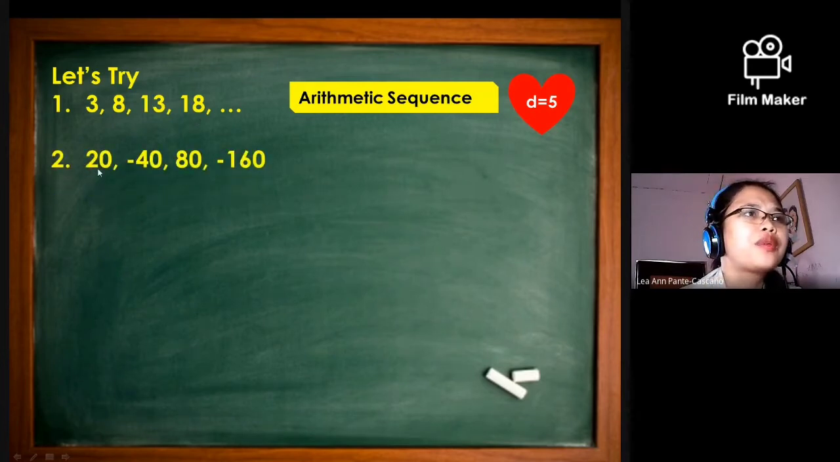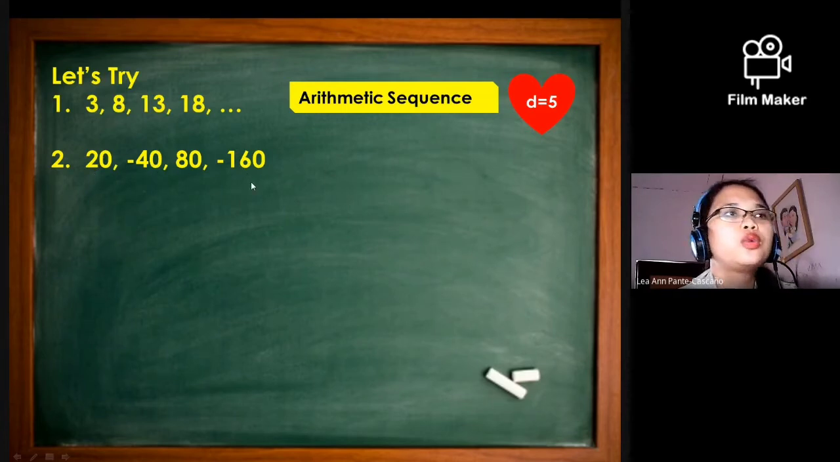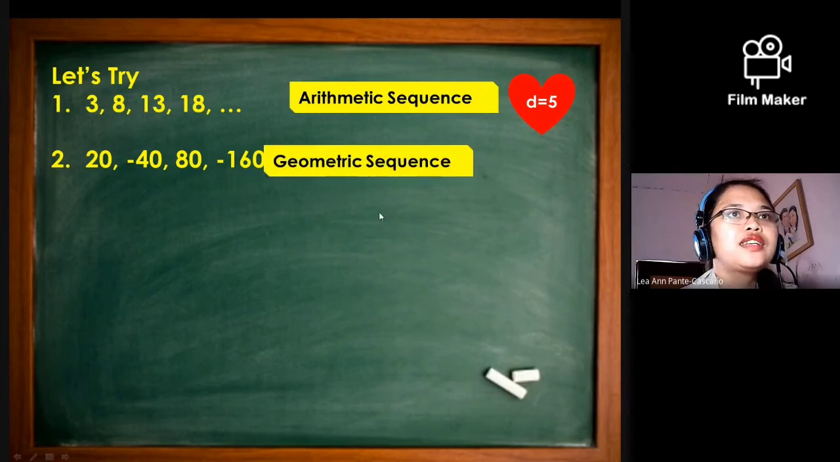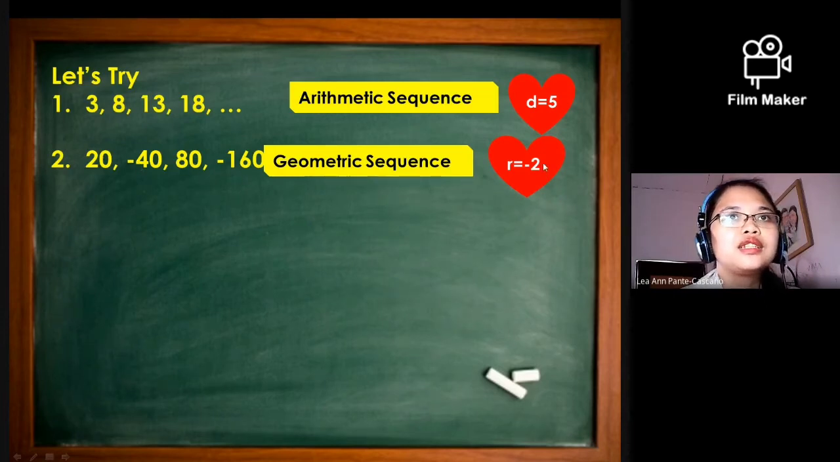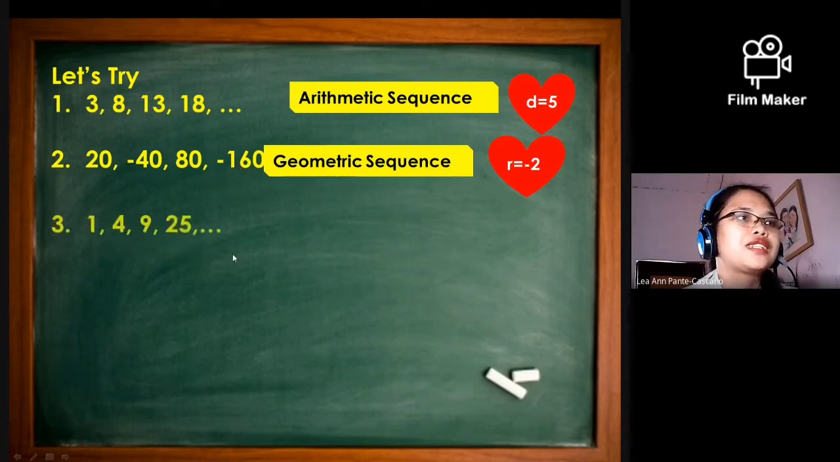Number 2, kung meron daw po tayong 20, negative 40, 80, and negative 160. This one is geometric sequence. Kung geometric sequence siya, ano ang kanyang common ratio? The common ratio here is negative 2. Check nga natin. Negative 2 times 20 is negative 40. Negative times negative is positive. 2 times 40 is 80. 80 times negative 2 is negative 160. Therefore, number 2 is geometric.